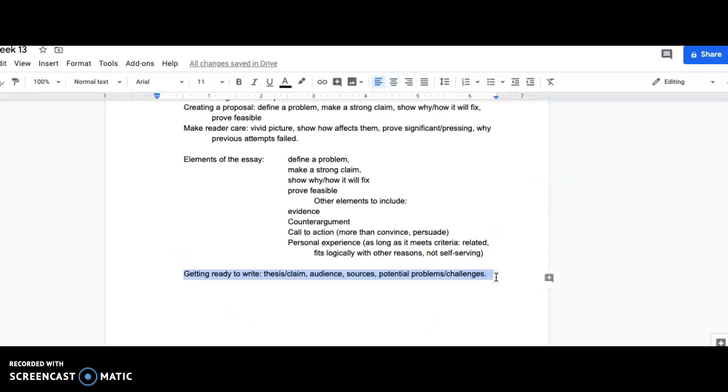And again, does it have to be perfect? No, that's why I'm conferencing with you. I want to help you maybe craft a thesis or a claim. I want to help guide you to resources or information where you can get evidence and support. I want to help you consider audience. So all the things that I did for those of you that I worked with for the definition essay, I want to help you with for this as well.